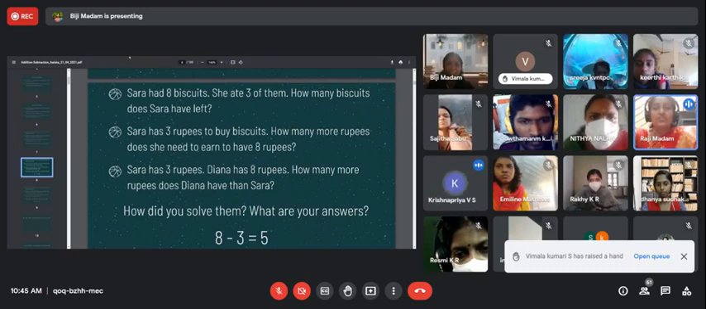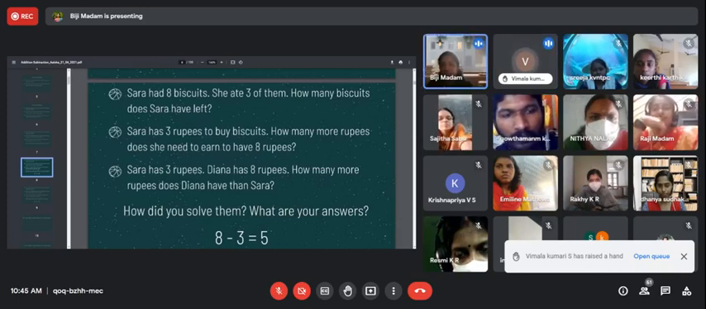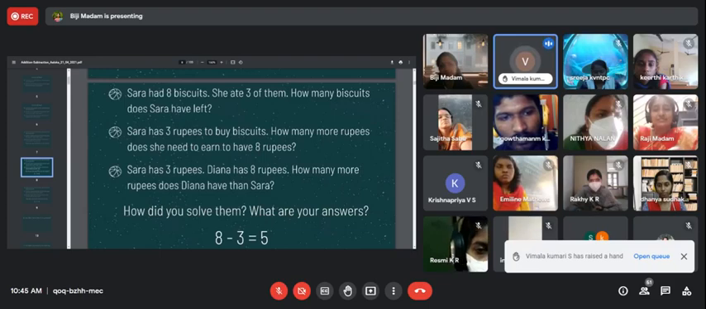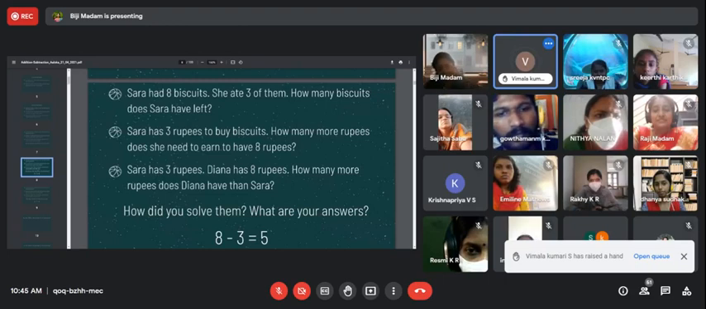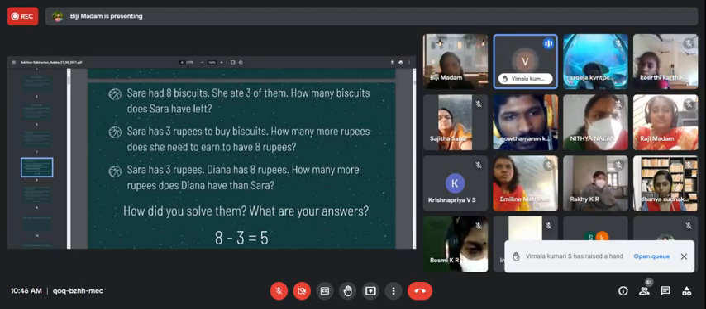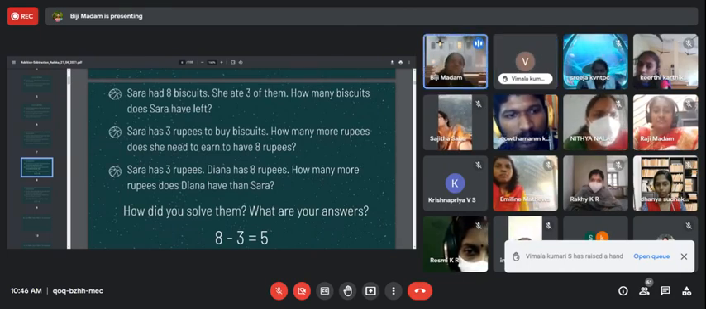Vimala madam also wants to say something. Yes, ma'am. In the second question, the child may misunderstand that more means adding. Maybe he will add 3 plus 8. Sometimes he will subtract 3 minus 3. These are mistakes they can make. Then the teacher has to correct it: bigger number minus smaller number. Only the weak students need to be made to understand this.